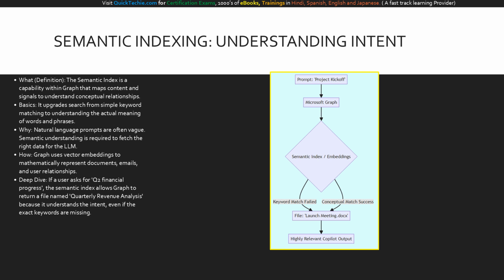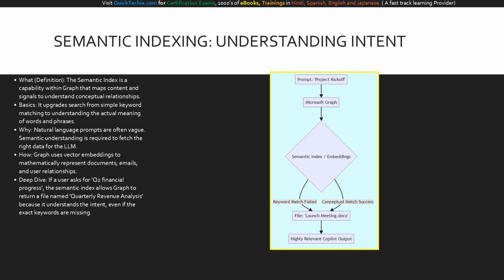Why does this matter? Because when users talk to Copilot, they use natural, often vague language. If a user asks for project kickoff materials, the semantic index understands the intent and might retrieve a document titled Initial Planning Phase or Launch Meeting Notes. Graph translates human intent into precise data retrieval, bridging the gap between how people speak and how data is stored.